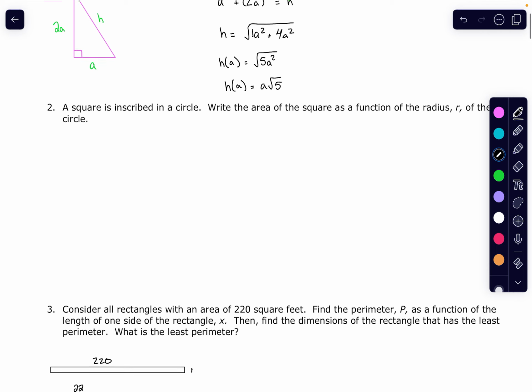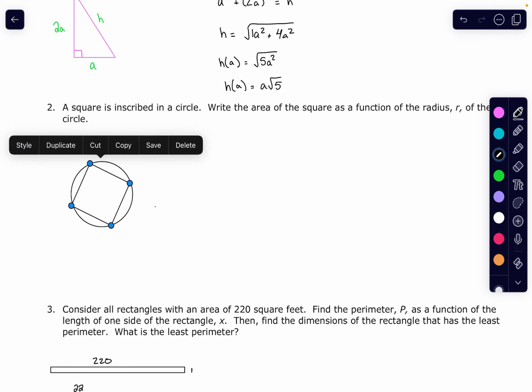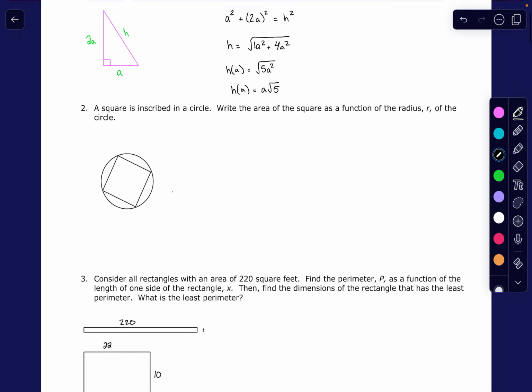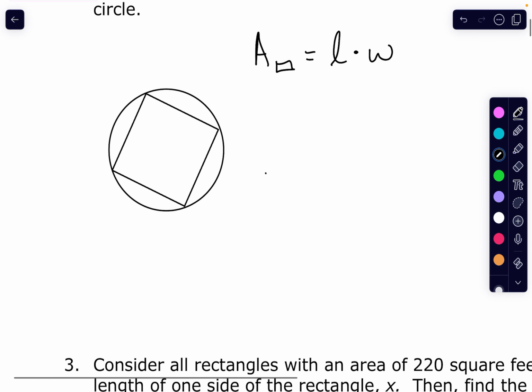Lucky us. A square is inscribed within a circle. If you are doing these notes on Notability, you are lucky because if you draw a circle and hold it, you get a beautiful one. And then we're asked to inscribe a square so that each vertex touches the circumference of that circle. And then we're asked to write the area of the square as a function of the radius r of the circle. Something to consider here is that the area of a rectangle is going to be the length times the width, which in this case is not the radius, but let's put the radius in there.